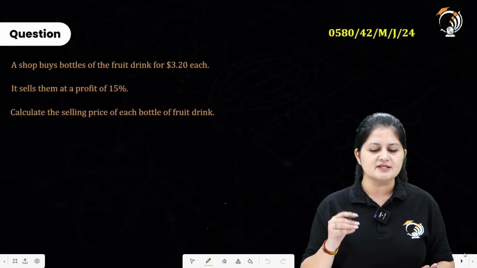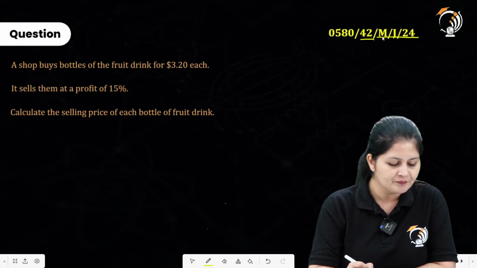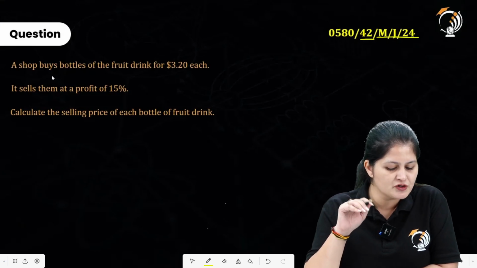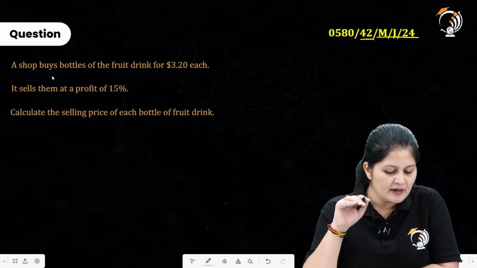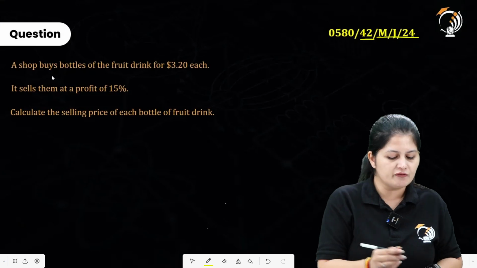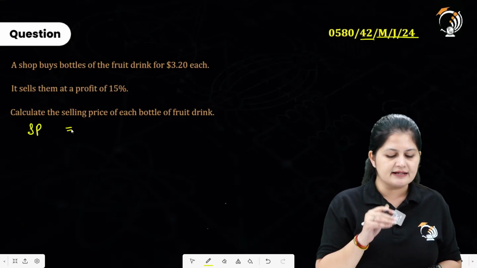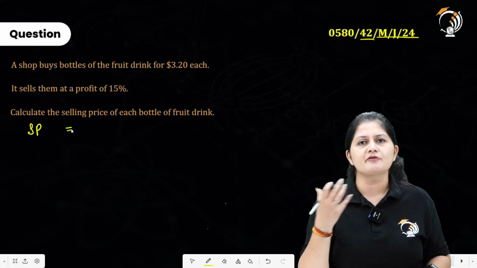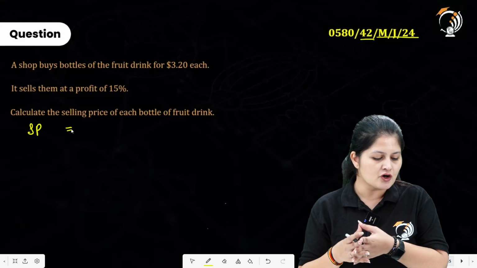So the next question is a previous year question from the paper of May-June 24, variant 4.2. A shop buys bottles of the fruit drink for $3.20 each. It sells them at a profit of 15%. Calculate the selling price of it. So if we talk about the selling price of each bottle, that is going to be whatever the cost price was plus the 15% of it, right? Because 15% is the profit that the shopkeeper has made.